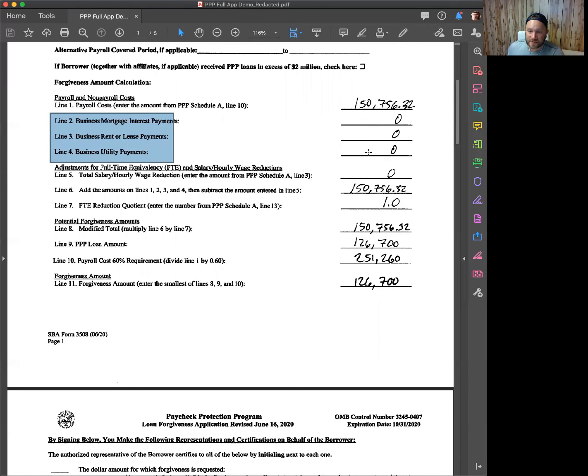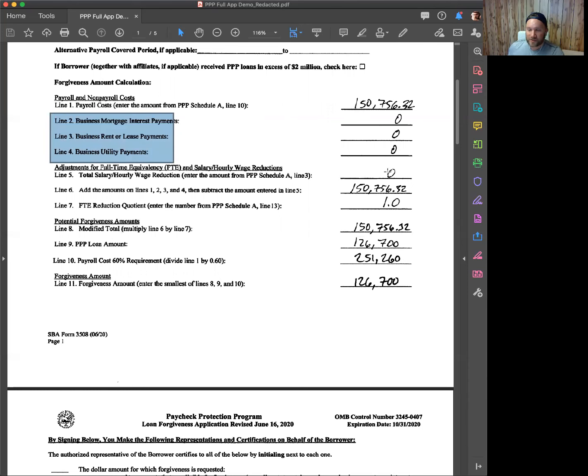So we have those amounts listed here, lines 1 through 4. Then adjustments for FTE and wage reductions, okay? Enter your total salary or hourly wage reduction. In this case, again, for this client, we had 0. Remember, they did not decrease people's salaries. They did not cut hourly rates. So there was nothing here.